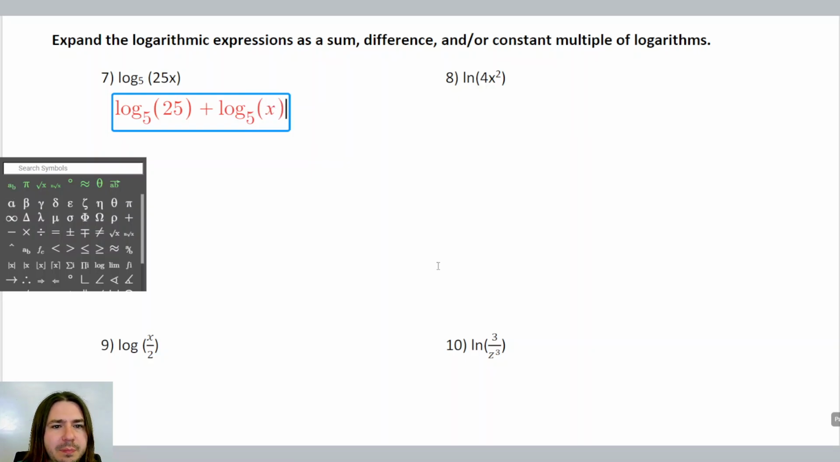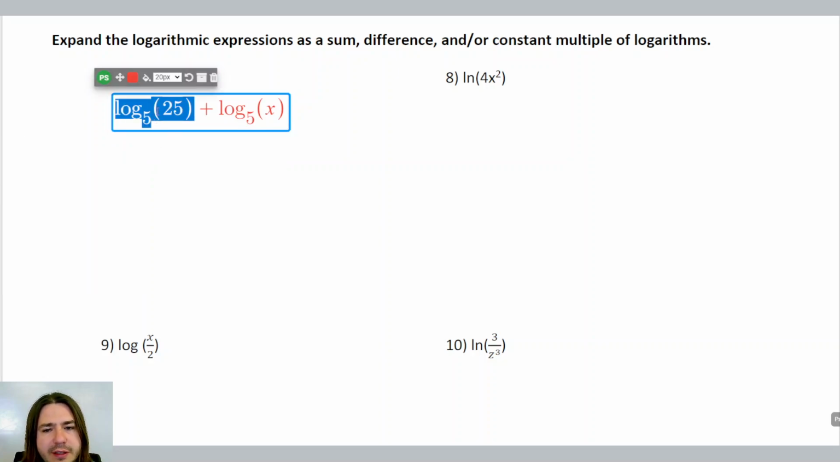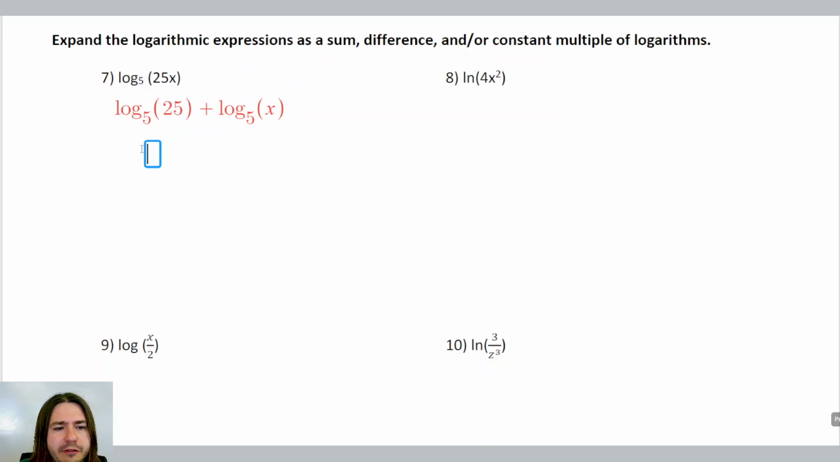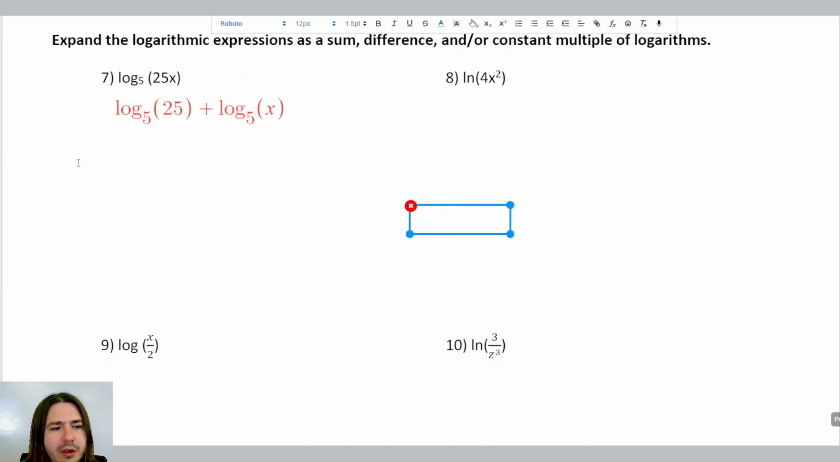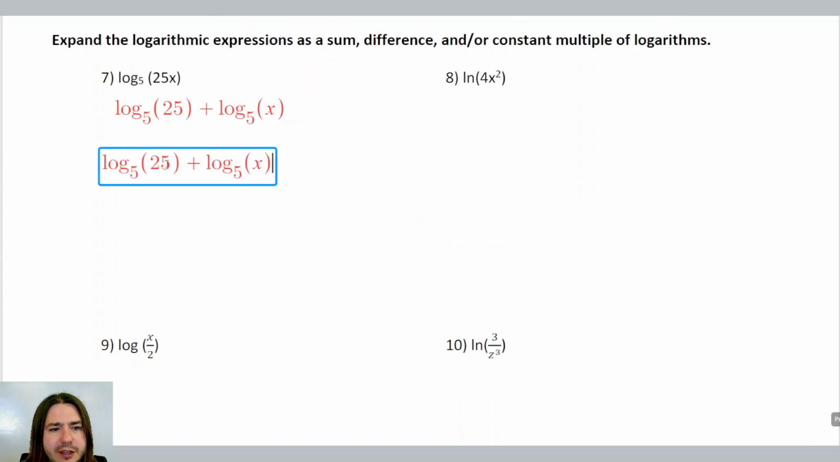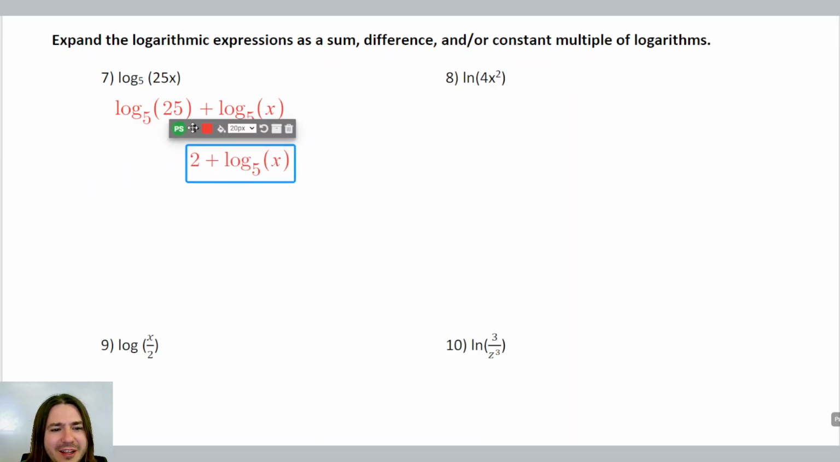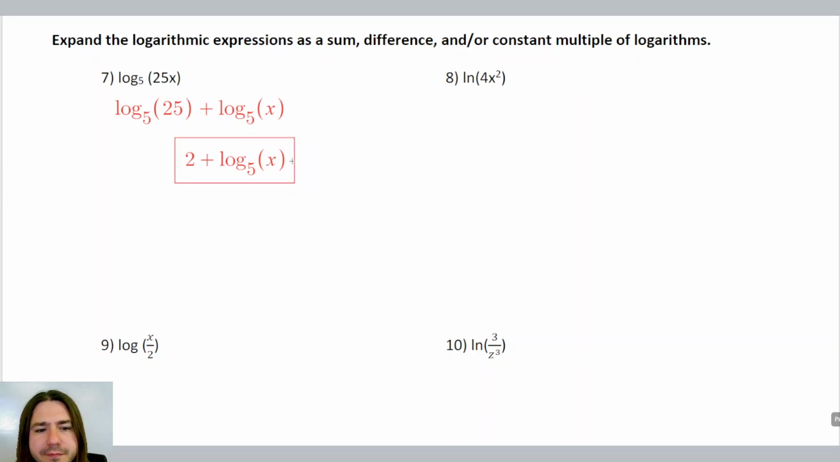Now we can simplify this because this one over here is going to be one that we can simplify pretty easily. So if you can simplify it, go ahead and do that. Here, 5 squared is 25. So instead of writing log base 5 of 25, we can write that a little bit more efficiently as just 2, which is obviously a little simpler to wrap your head around. So this is just going to be 2 plus log base 5 of x.